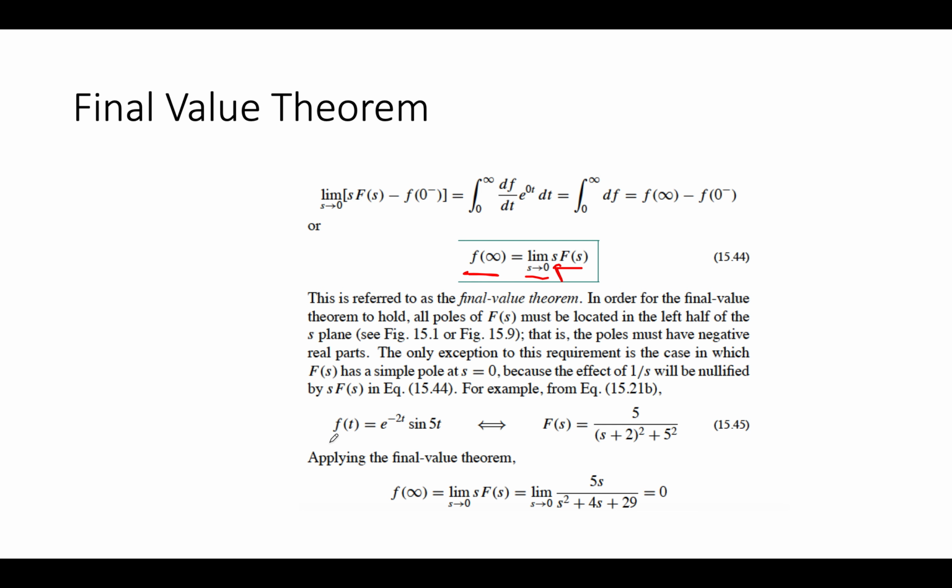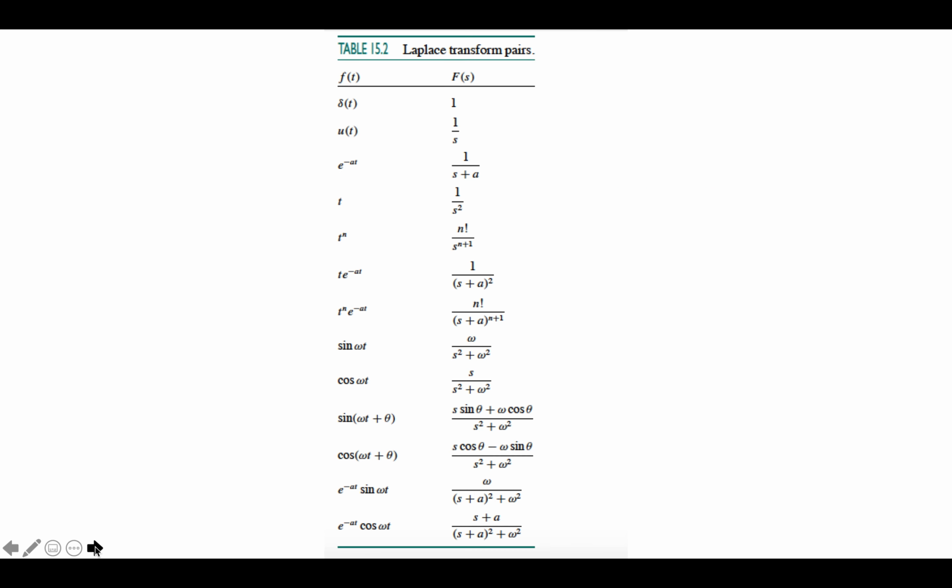So here are a couple of examples. Here's a function e to the minus 2t sine of 5t. You can transform that using the tables and get the following form. And then in order to apply the final value theorem, we take this function, we multiply by s, we get the following function, we take the limit of that as s goes to 0, and we get 0, which you can say was actually obvious by looking at this time domain function in the first place. So that's the final value theorem.